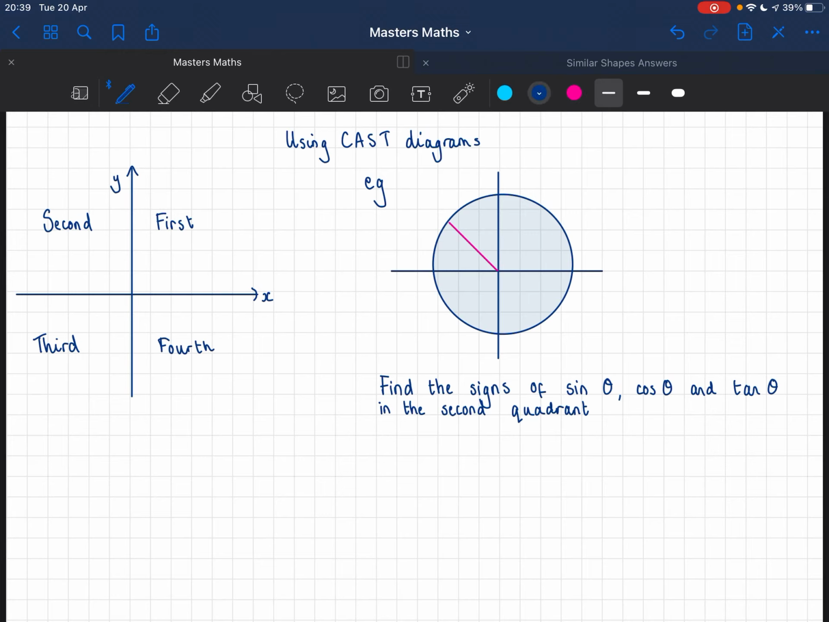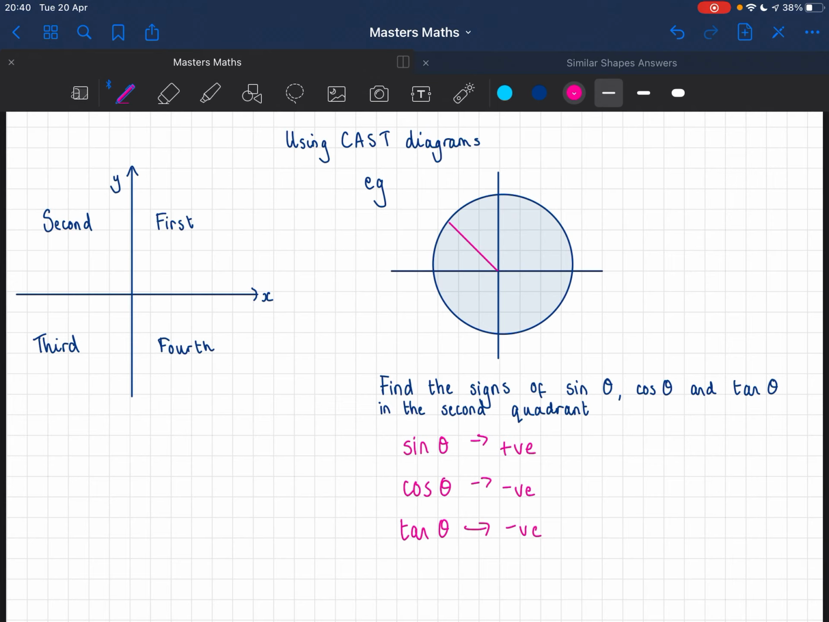So sin theta would be positive. Cos is the X value. We're looking at the negative part of the x-axis, so cos theta would be negative. And then tan theta is the gradient of that line. The line is starting at the top and going down, so it has a negative gradient. So tan theta would be negative.